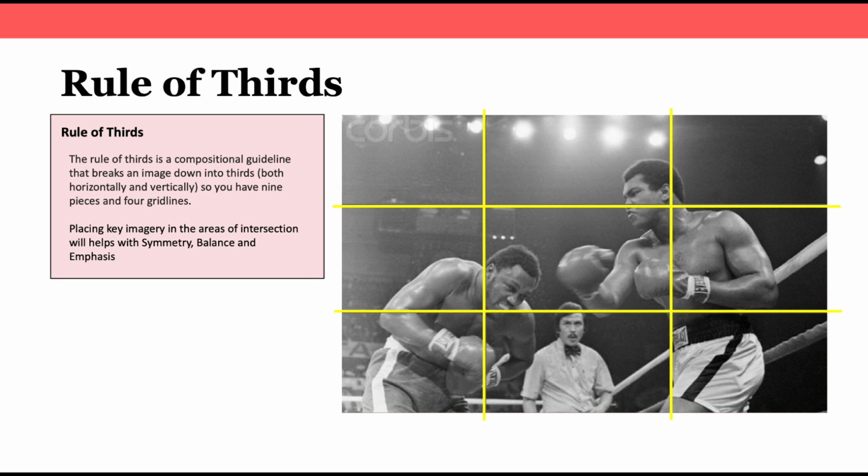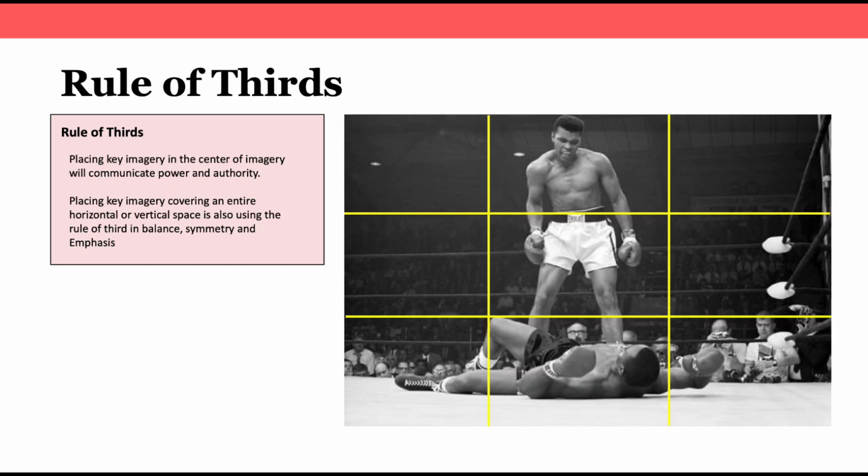The rule of thirds is a compositional guideline that breaks an image down into thirds, both horizontally and vertically, so that you have 9 pieces and 4 grid lines. Placing key imagery in the intersection will help with symmetry, balance, and emphasis. However, you could be using the rule of thirds by placing key imagery in the center. Using it this way will communicate power and authority.